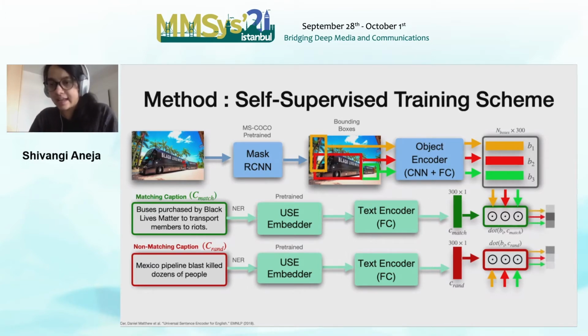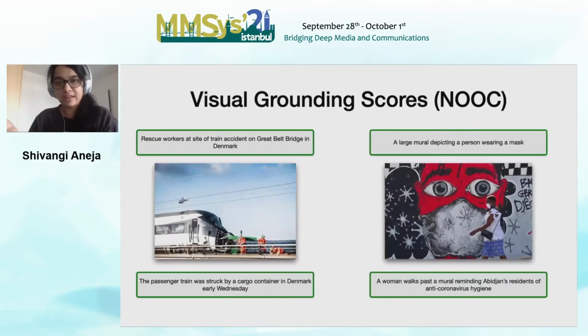And then we get some scores, and we say that the score for the matching object has to be higher than the score for the random caption, and we train it with a simple max margin loss. Once we are done with this training, we have some association of captions with the objects in the image.